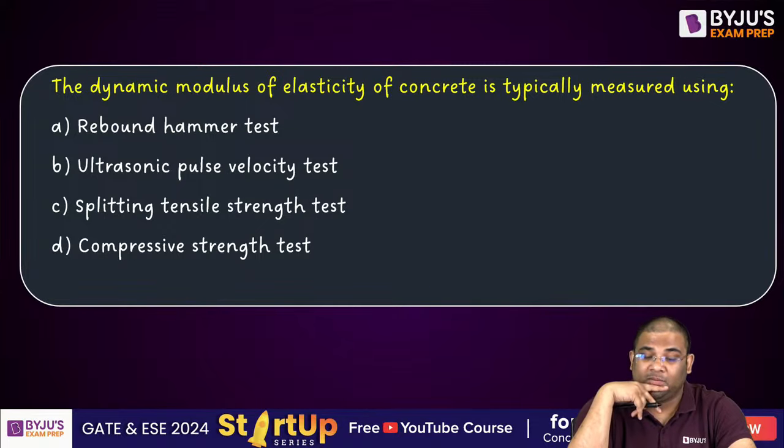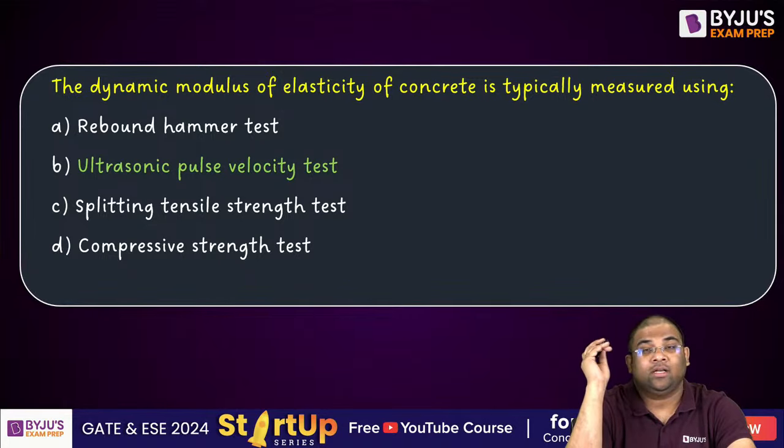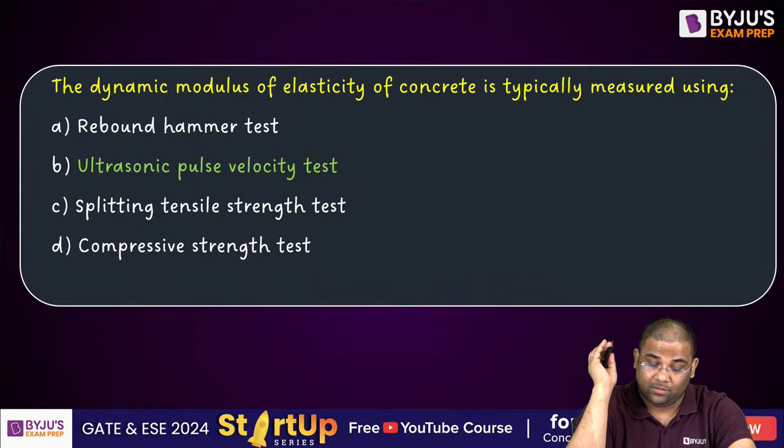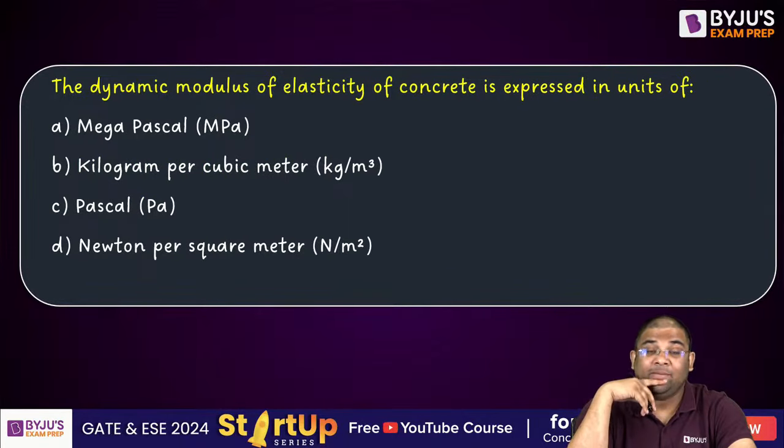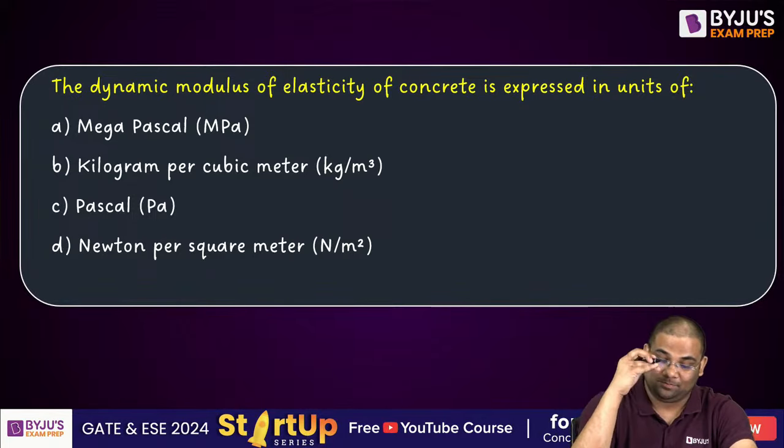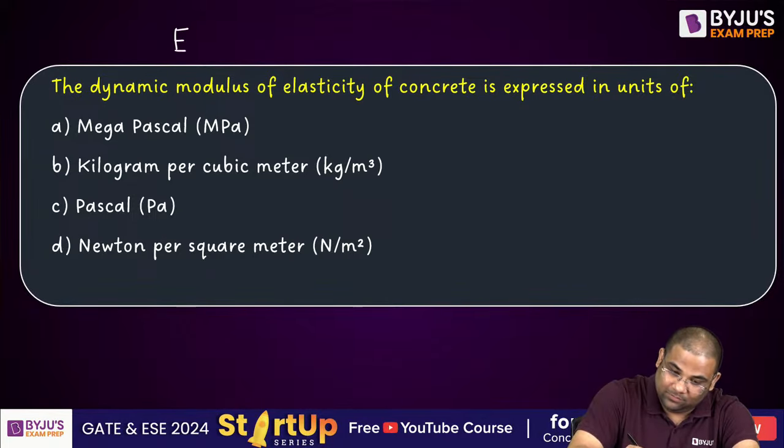The dynamic modulus of elasticity of concrete is typically measured using, again, a very straightforward question, what? Yes, ultrasonic pulse velocity test. Okay. The dynamic modulus of elasticity of concrete is expressed in units of what? What is the unit of this?